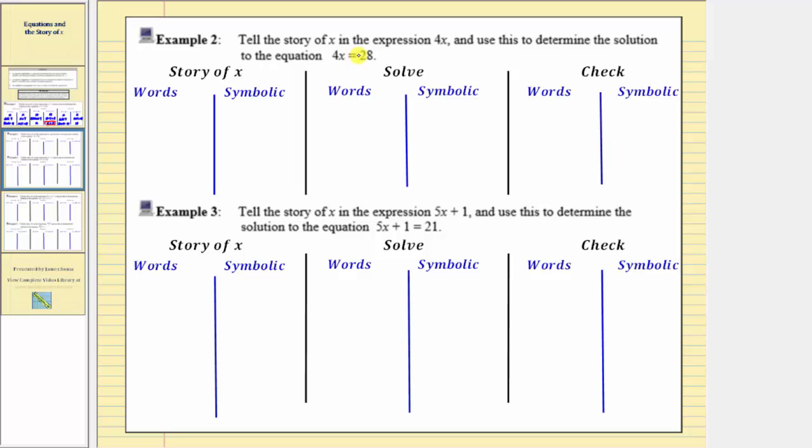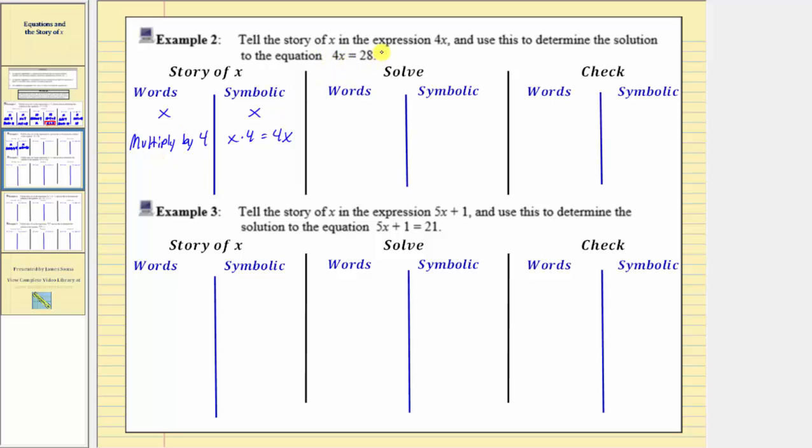Here we're asked to tell the story of x in the expression 4x and use this to determine the solution to the equation 4x equals 28. So we'll first tell the story of x to build the equation, beginning with x. 4x means 4 times x, which is equivalent to x times 4 due to the commutative property of multiplication. So for the next step in the story of x, we multiply by 4. So that would be x times 4, which equals 4x.